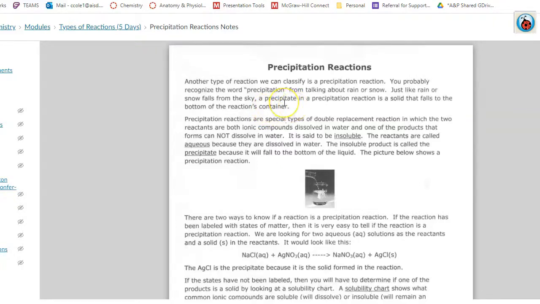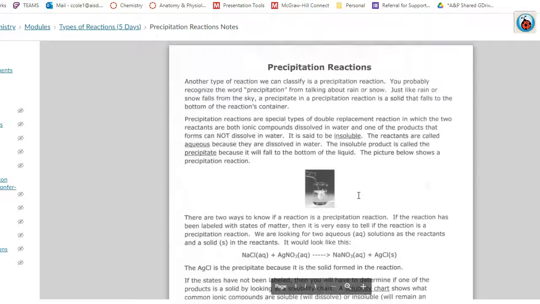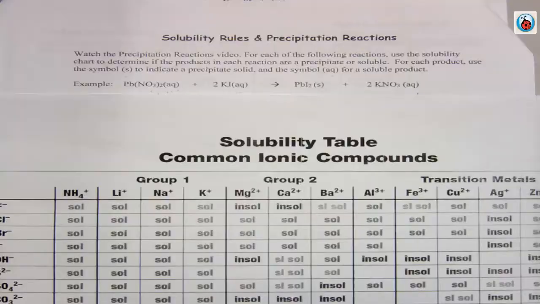They're just special types of double replacement reactions, so they're all double replacement, and both reactants are ionic compounds dissolved in water, and one of the products that forms cannot dissolve in water, so it is said to be insoluble. The reactants are called aqueous because they are dissolved in water, and the insoluble product is called the precipitate because it falls to the bottom. To figure out if it is a precipitate, we're going to use our handy dandy chart here.